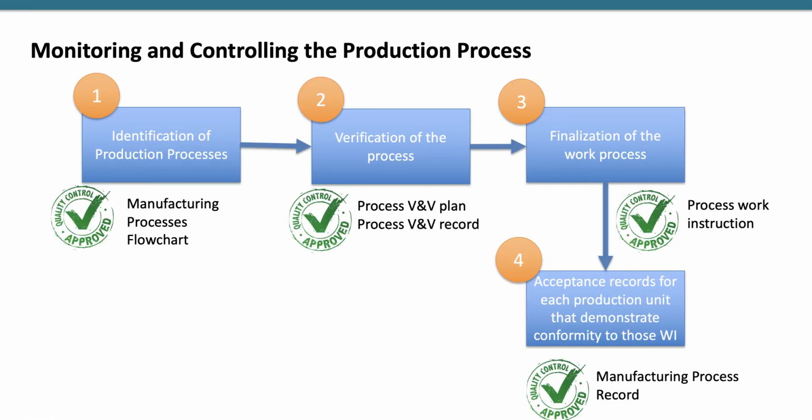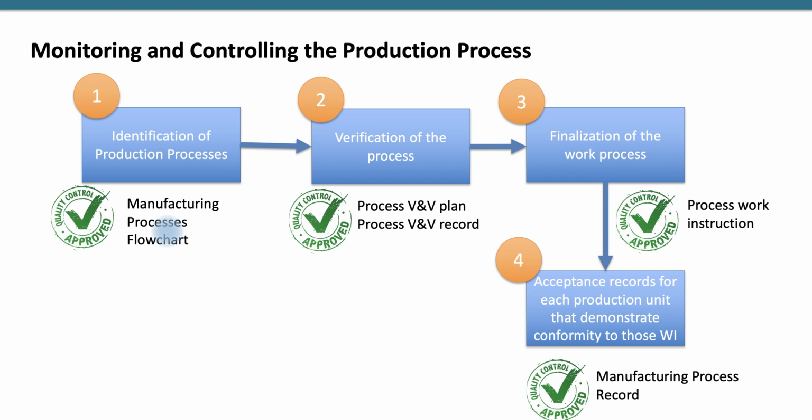So, how do we monitor and control the production processes here at Bell? We need to identify the production processes, and it's done by the manufacturing process flowchart, assembling, and process validation and verification plan. So we identify all those processes that build our product.